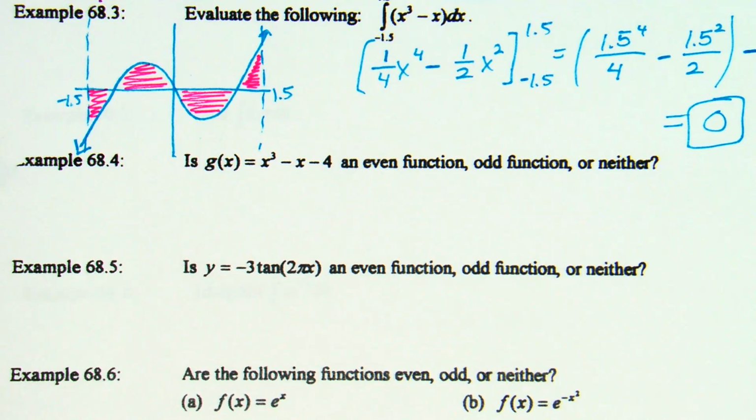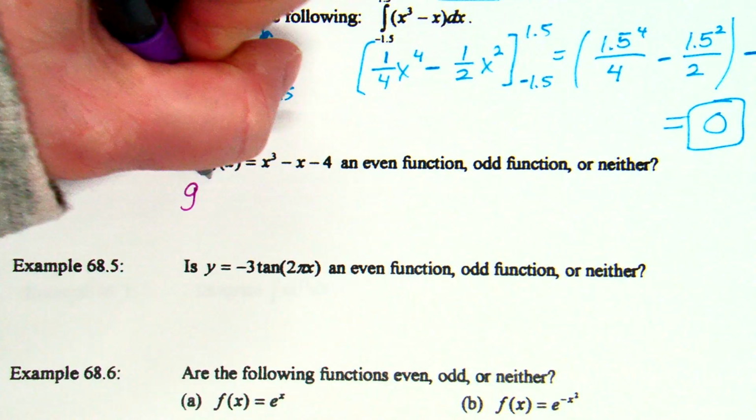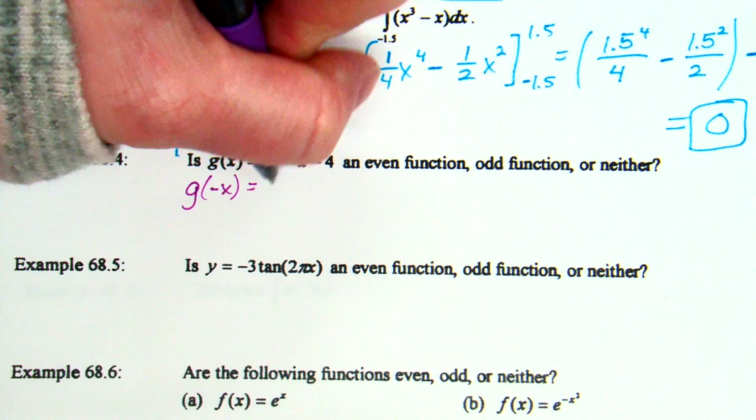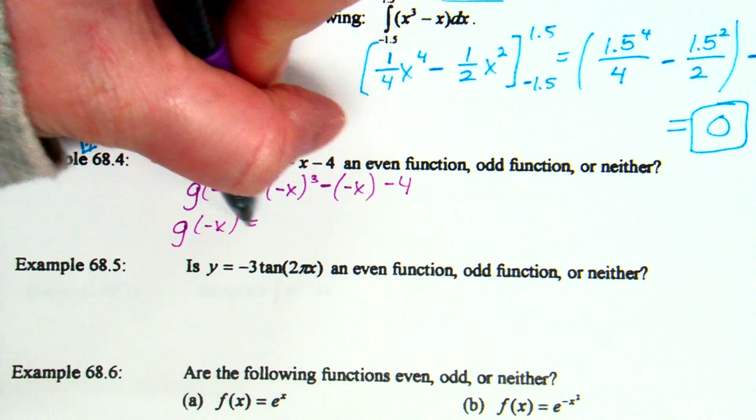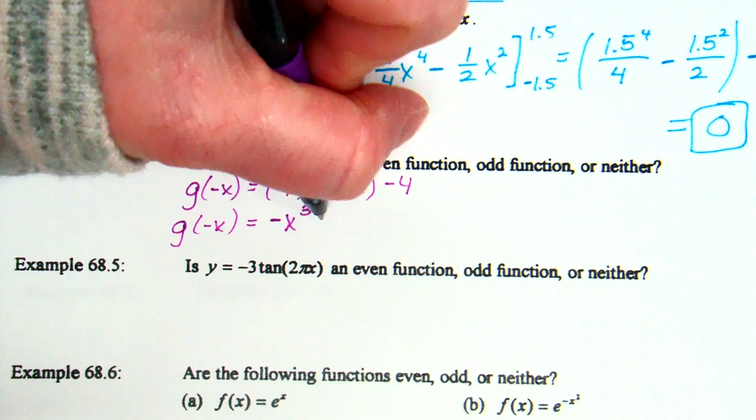Okay, so if we want to know if this is even, odd, or neither, what are we doing? We have to find g of negative x. Okay, let's do g of negative x, which is negative x to the third minus negative x minus 4. Negative x to the third is negative x to the third, minus negative x, plus x, minus 4.